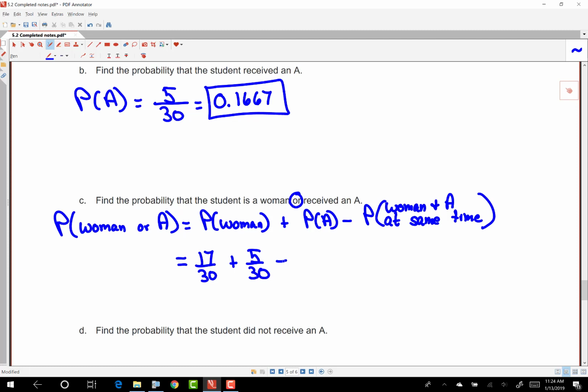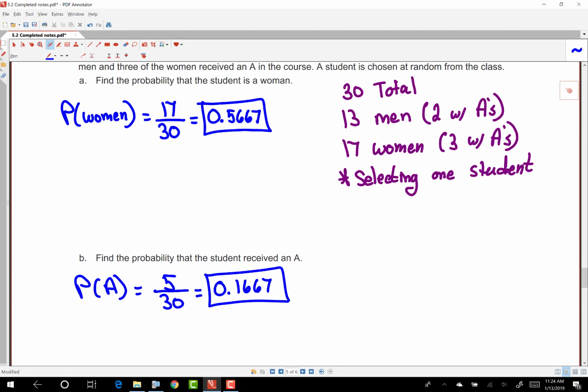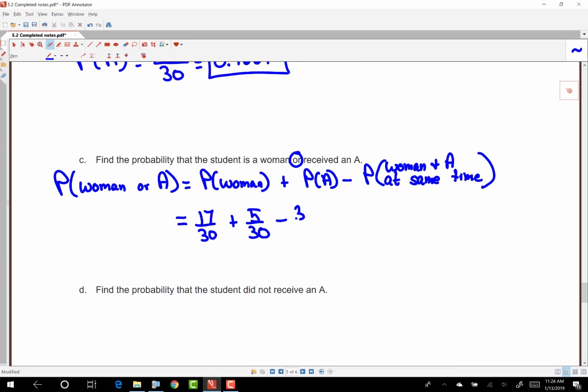Minus, now notice what's happened here is we've counted all the women and we've counted all the A's. And some of the women got A's, so we've double counted. So we need to subtract that out. So how many women got A's? That's 3. So we counted those 3 women twice. So it's going to be minus 3 out of 30.